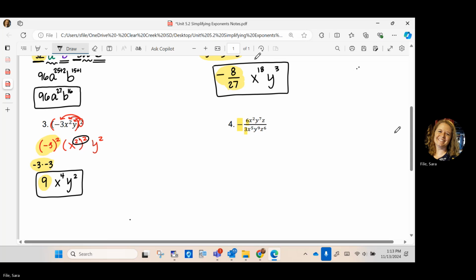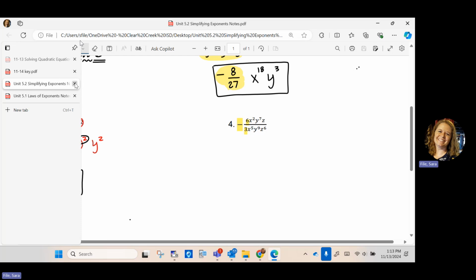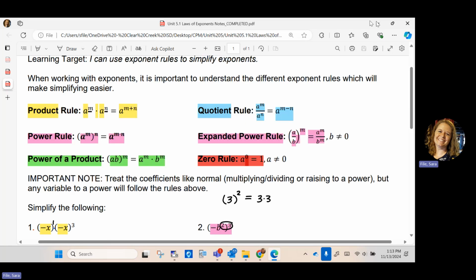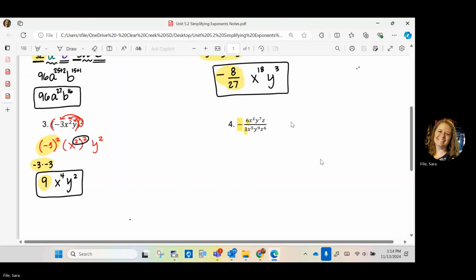Why won't my pen work anymore? What the heck? Sometimes I have to close and reopen to get these to work right. So let me try that.